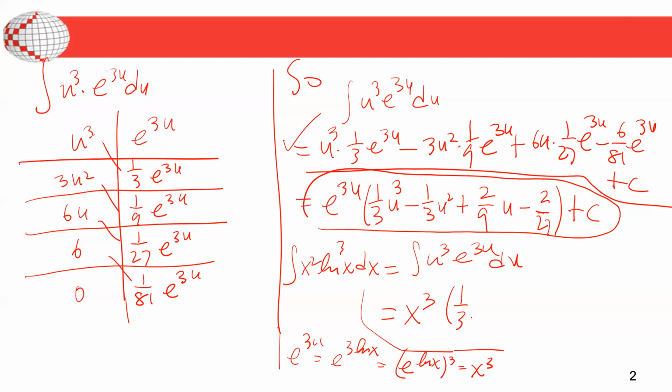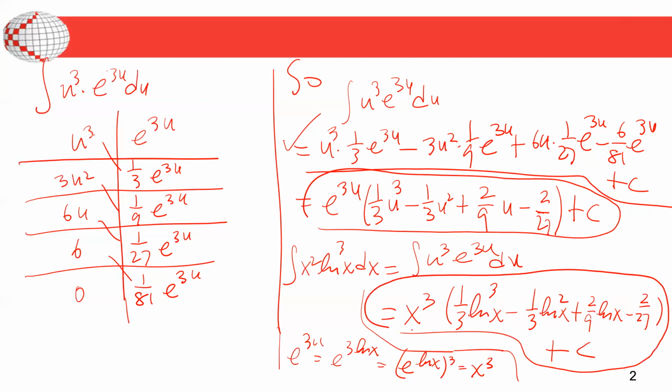And then u is the log of x. So we get x cubed times the quantity: log of x cubed minus 1/3 log of x squared plus 2/9 log of x minus 2/27, and plus c. So this becomes the answer, and it's much simpler. The original solution given by the book, if you write it out here, is going to be at least 3 pages.